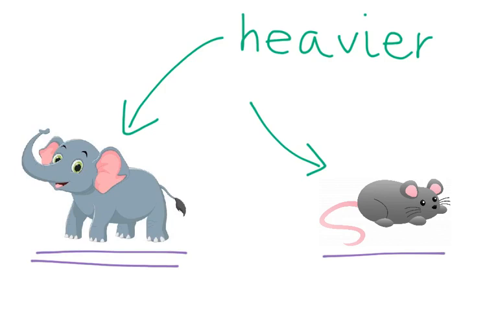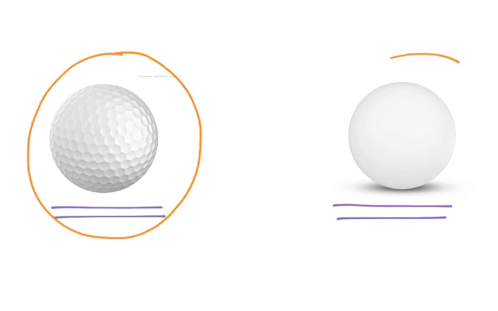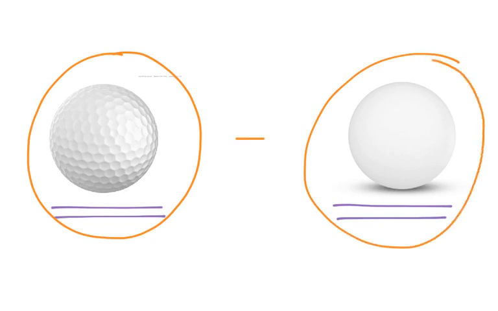Now here, just going back, we can see that the elephant is bigger than the mouse. So automatically our brain's going to say, well, it's bigger, so it has more mass. However, it's not always the case. So flip back to this page here. We have a golf ball. And we have a ping pong ball. Now, both balls are exactly the same size. But does that mean that they have the same matter?